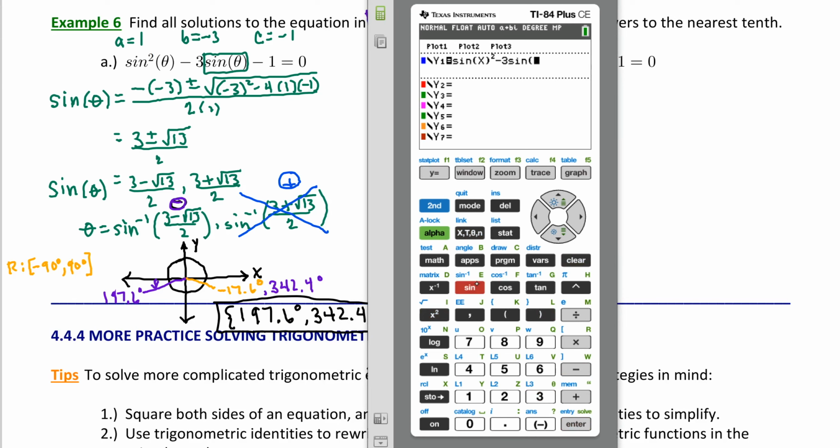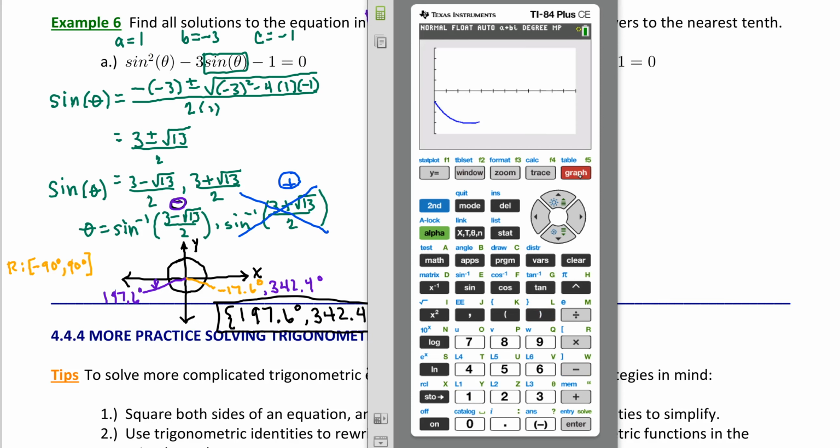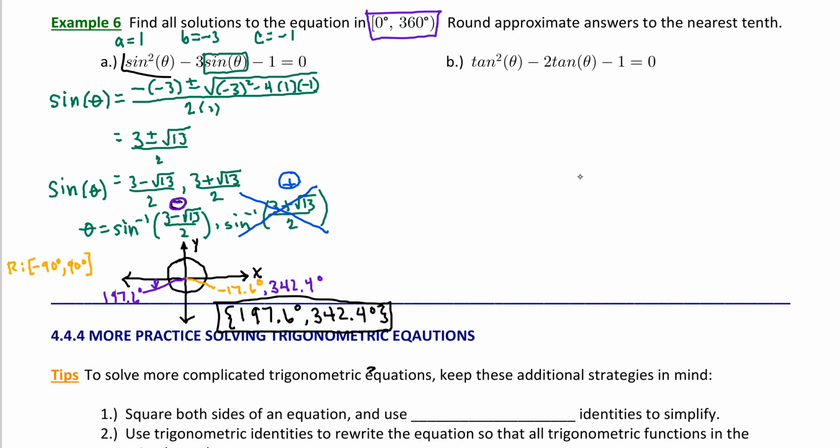So I'm going to go to y equals. I'm going to type in the original function. Remember, it must be equal to 0. We're in degree mode. I'm going to set my window from 0 to 360. A scale of 30 degrees will be appropriate here. So I'm just observing we do, in fact, have two x-intercepts. And once again, each of our values could be substituted into the original equation for theta to verify the balance.